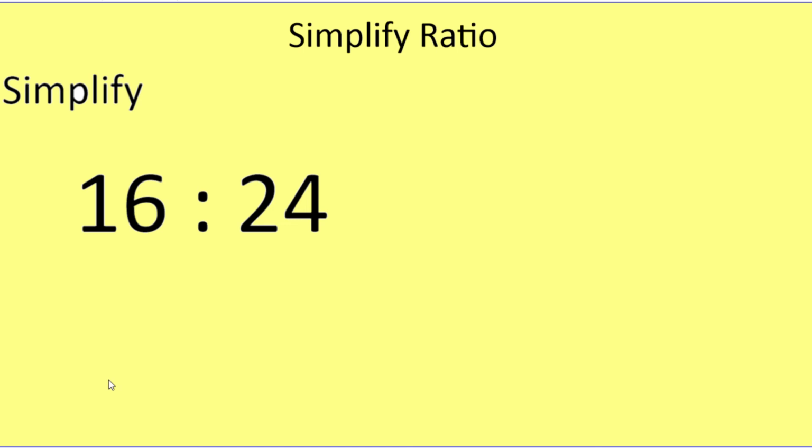Okay, simplifying ratios, very similar to simplifying a fraction. You find a number that goes into both. So a number that goes into 16 and 24. Well, we could do 2. Okay, divide the top and the bottom by 2. That'll give us 8 and 12. But we can go further. So if we do 2, we can go further.